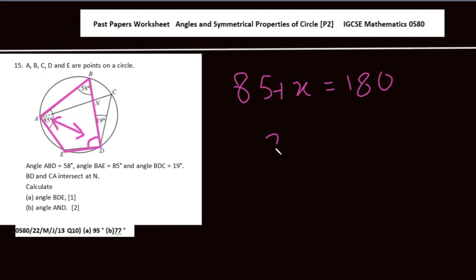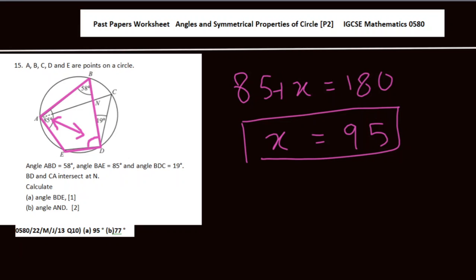Okay, in the next question we have to first find angle BDE. Angle BDE is this angle. Notice that these four vertices are touching the circumference of the circle, so this is called a cyclic quadrilateral. In a cyclic quadrilateral, opposite angles sum up to 180 degrees. So this angle and this angle sum up to 180 degrees. We can do 85 plus x equals 180 degrees, which gives us 95. So x equals 95, or the first angle BDE equals 95. Let's call this x.